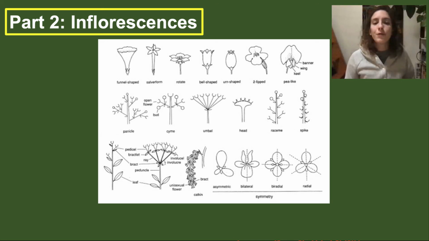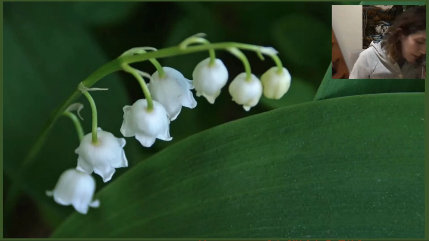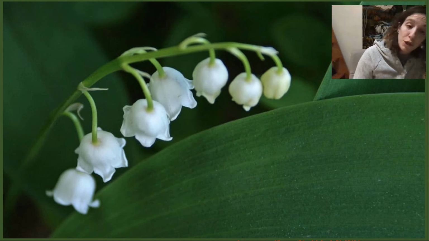And so a head inflorescence is when you have a cluster of flowers all close to one another, and they don't have individual stalks on those flowers. Okay, so check out that glossary. I'm going to show you a few more examples here in just a moment. I wanted to go over some terms first, starting with a flower.